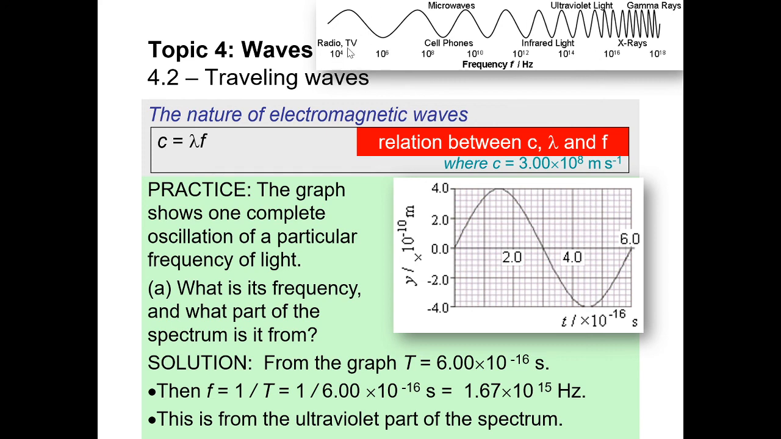If you notice, you have a low frequency here, 10 to the 4. That's about 10,000 hertz. And up here you have 10 to the 18. I'm not even going to try to guess what that prefix is. 10 to the 15 is right around here. So we're in the UV, ultraviolet region.